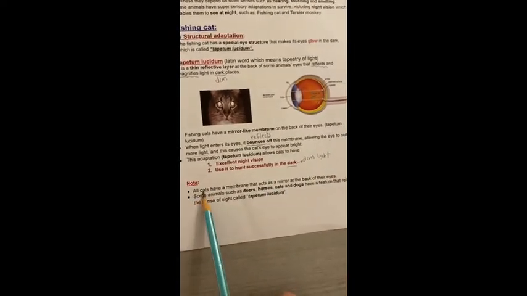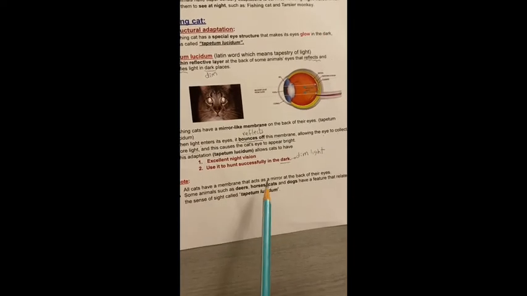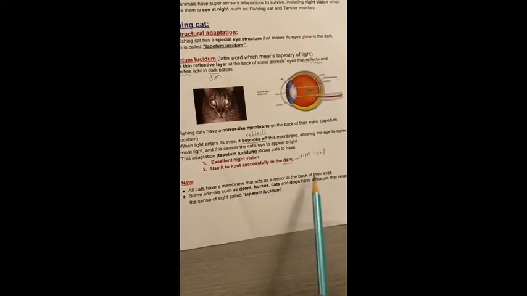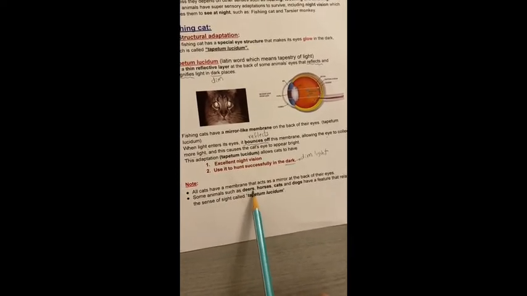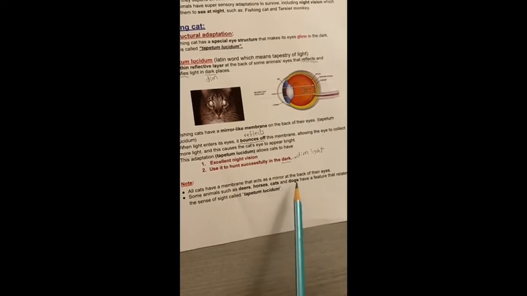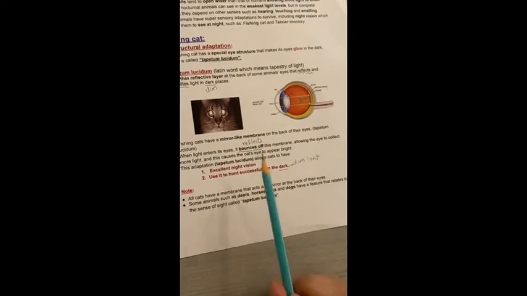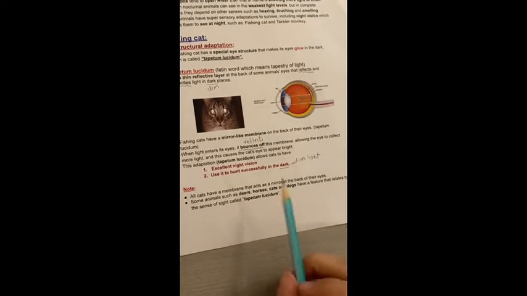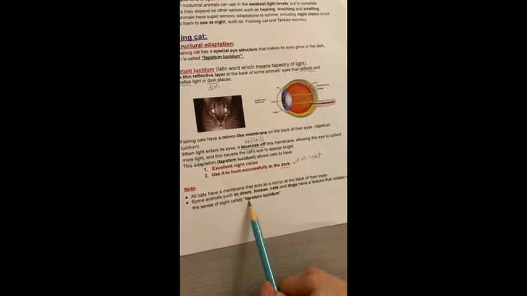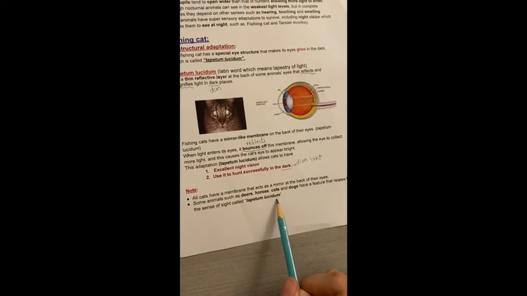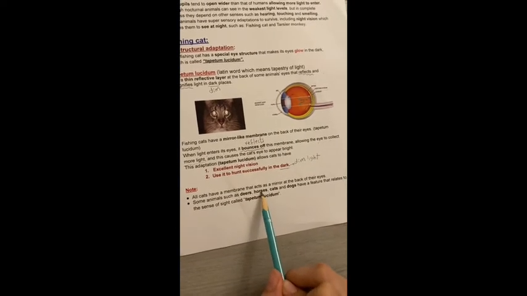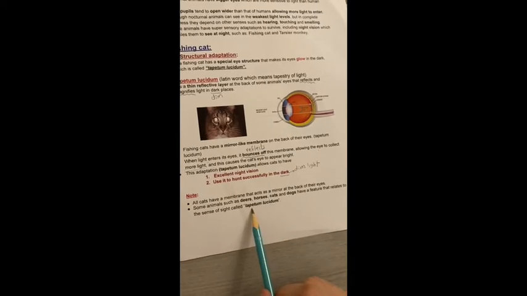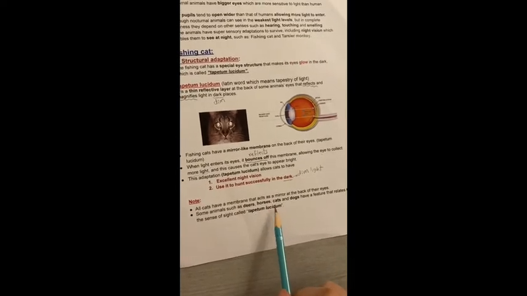Here, you have to know that all cats have a membrane that acts as a mirror at the back of their eyes. Some animals, such as deer, horses, cats, and dogs, have a feature that relates to the sense of sight, like the fishing cat, and their eyes glow in dark or dim light, called tapetum lucidum.